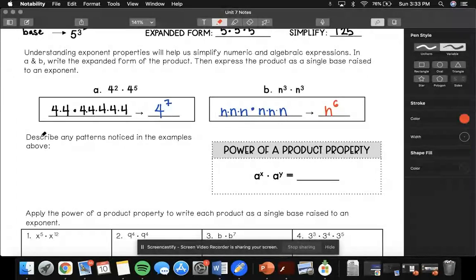Okay. So I want you guys to take a second, write down any patterns that you may notice. Okay, so hopefully you've noticed that if we are just multiplying these together, we're not changing the base. We didn't change the base of 4 and the base of n, but all we did is just add these exponents together to come up with the new total. Okay, so this is a power of a product. We have powers, which means exponents. Product means to multiply. So when we multiply exponents, we can keep the bases the same. And the simplified version would just be to add the exponents together.